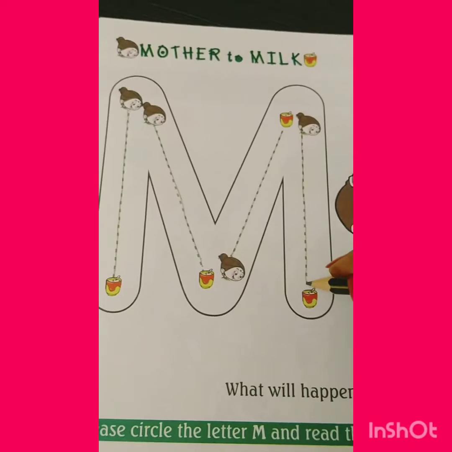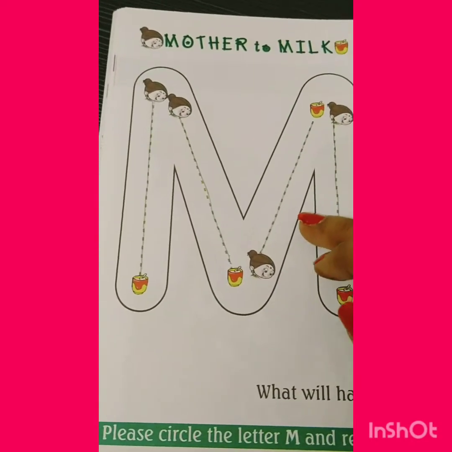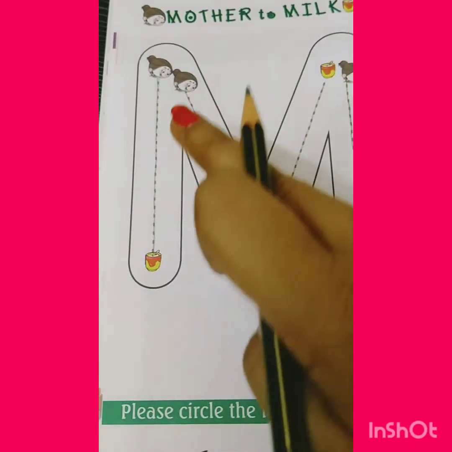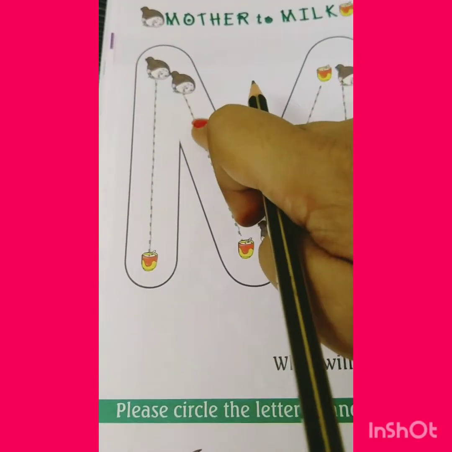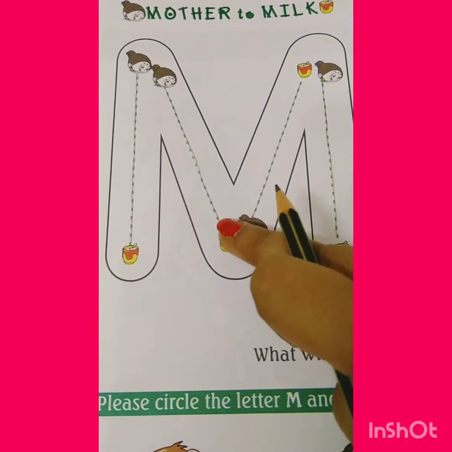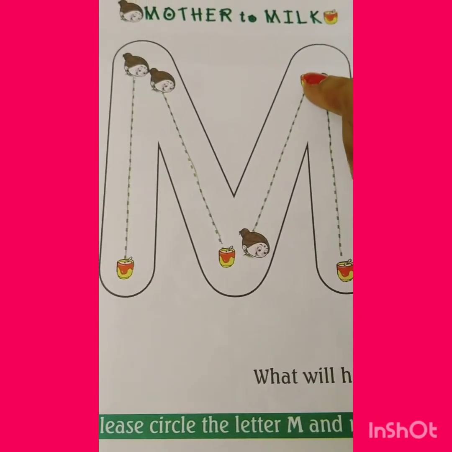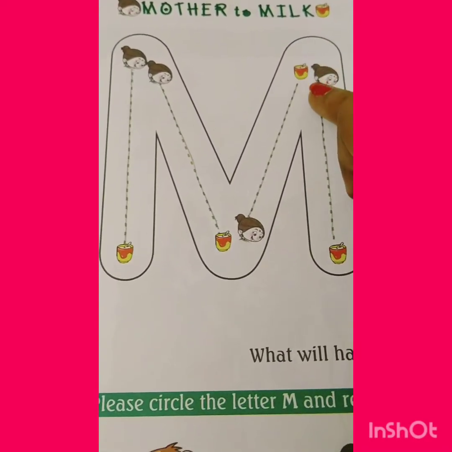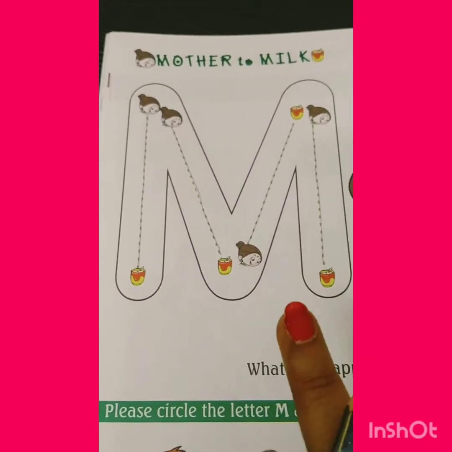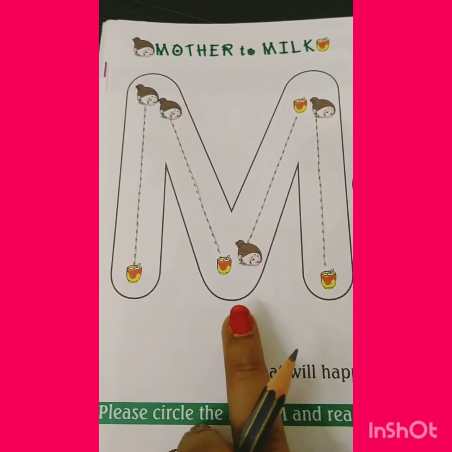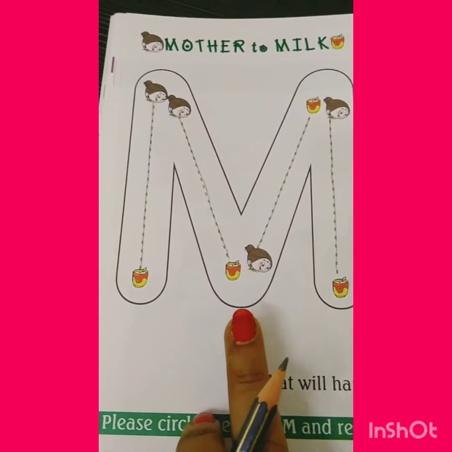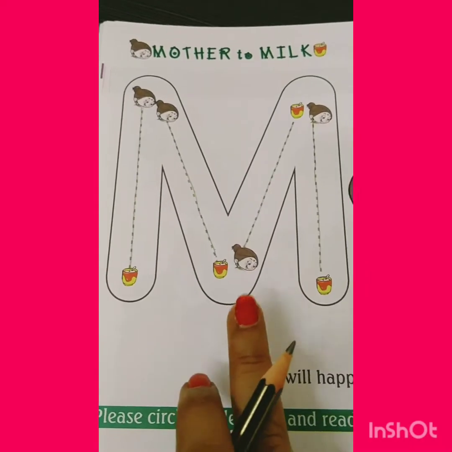Okay, so like this you have to make letter M. Standing line, then up to down slant line, then down to up slant line, then one more standing line. Okay, so this is the formation of letter M.